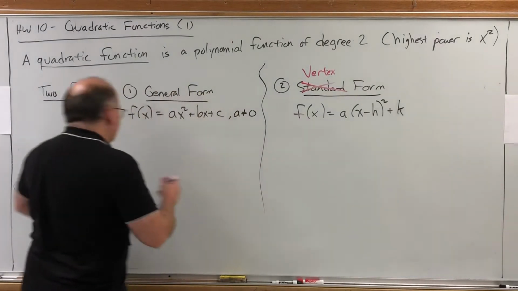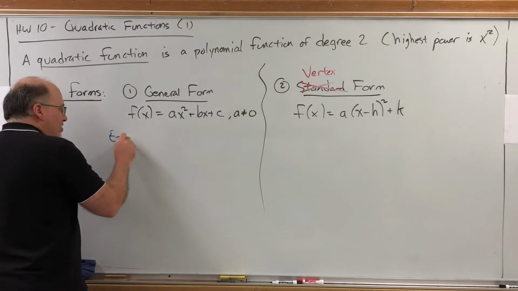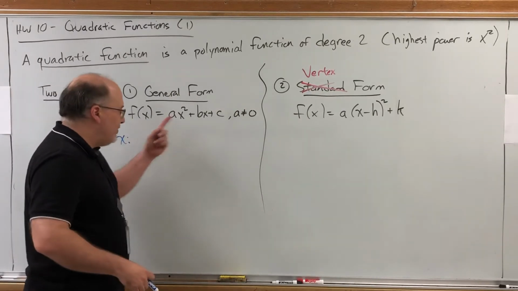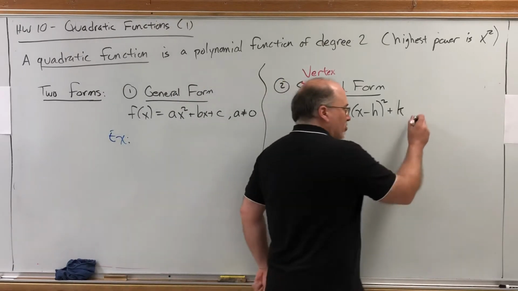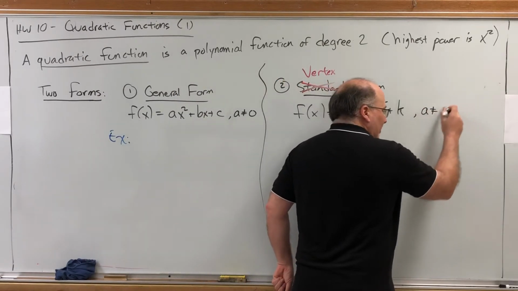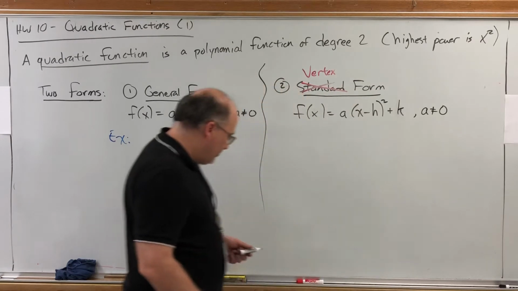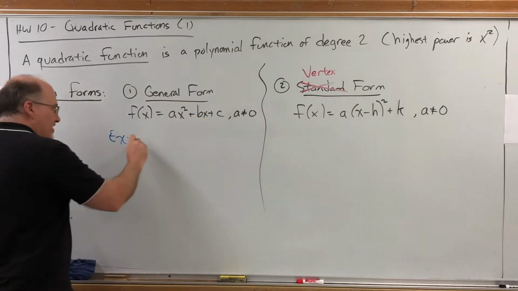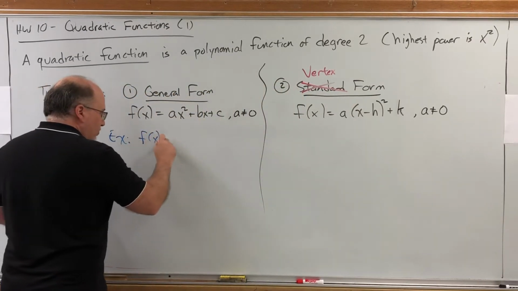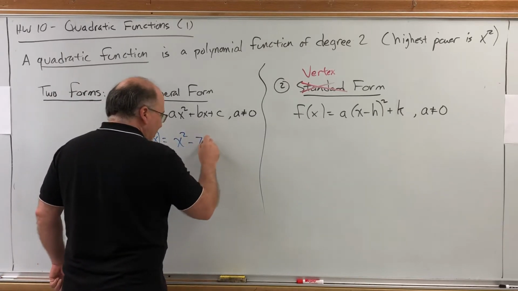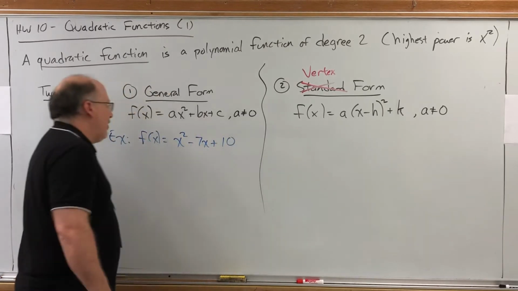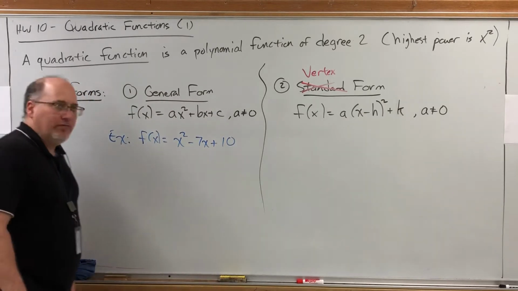So for examples of quadratic functions, all you have to do is replace a, b, and c with numbers, or a, h, and k with numbers, and we have the same stipulation over here that the a is not equal to 0. For example, we could have f of x equals x squared minus 7x plus 10. That would be a quadratic function in general form.